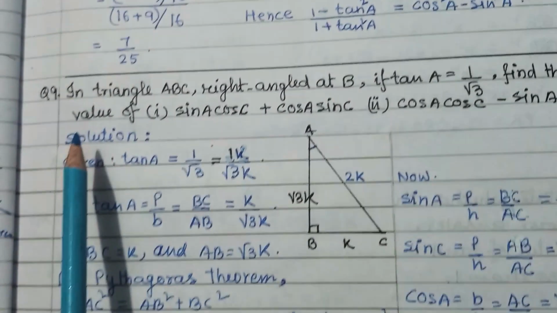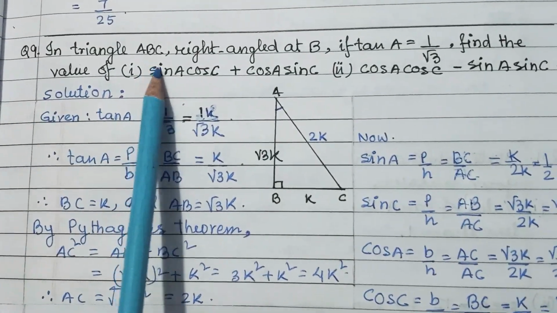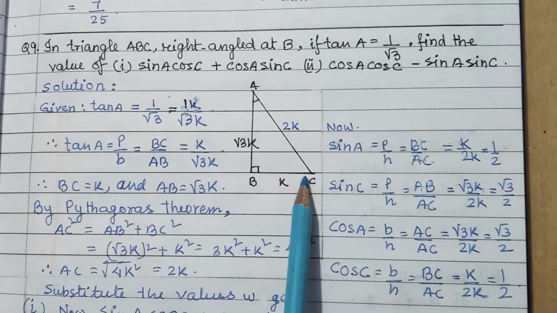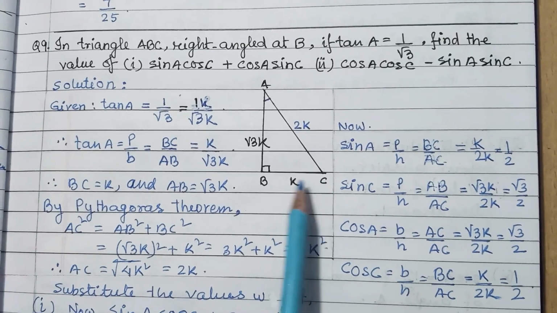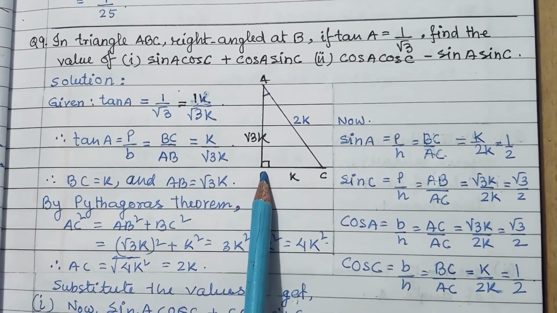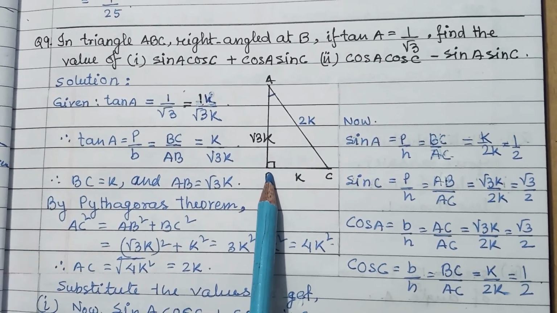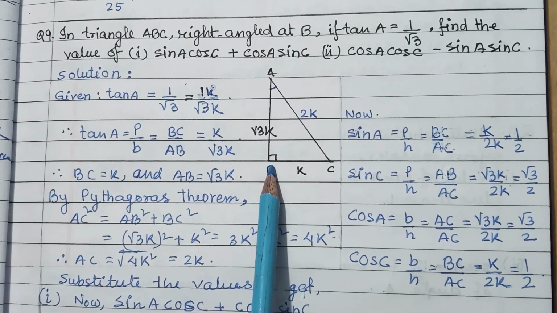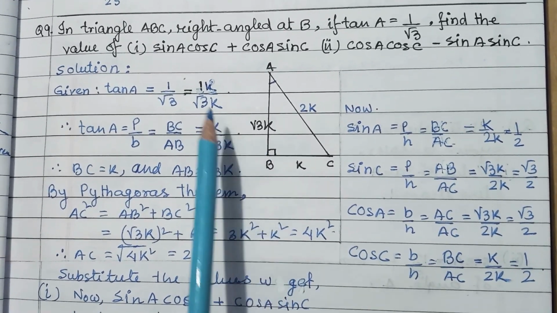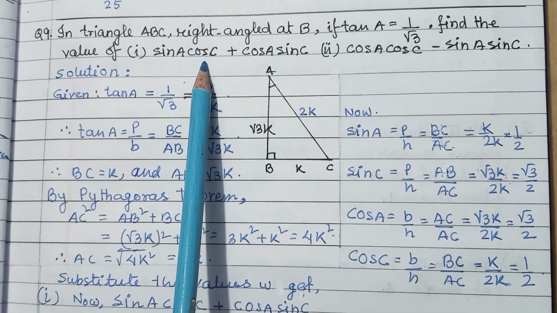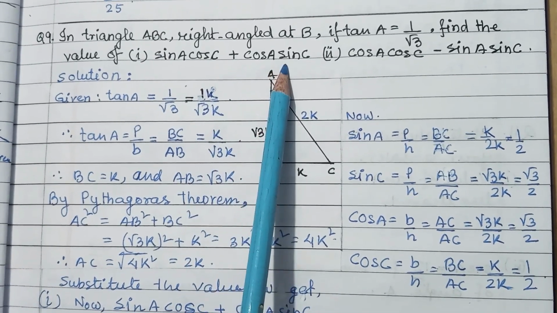Question number 9. In triangle ABC, right angle at B, this is the triangle ABC, right angle at B. If tan A is equal to 1 upon root 3, find the value of, first, sin A cos C plus cos C sin A.